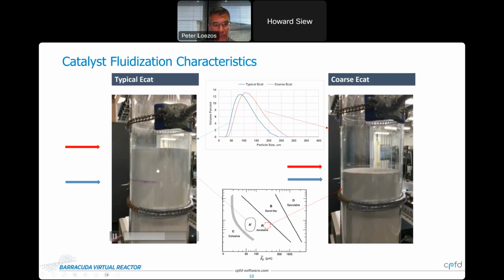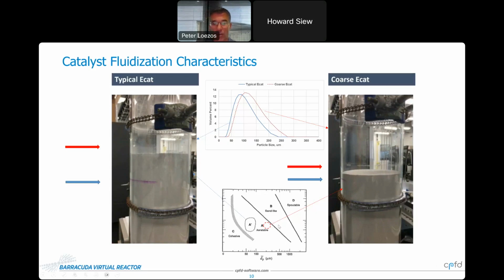Right? So we wait a second here. Okay, we're slowly increasing the fluidization gas, it's air in this case, and at some point you'll expand the bed and bubbling occurs. What you see, if you look at the typical ECAT versus coarse ECAT, is that typical ECAT will expand much more as compared to the coarse ECAT. So you get about a 30% or more expansion with the typical ECAT. The coarse ECAT has about a 15% expansion.